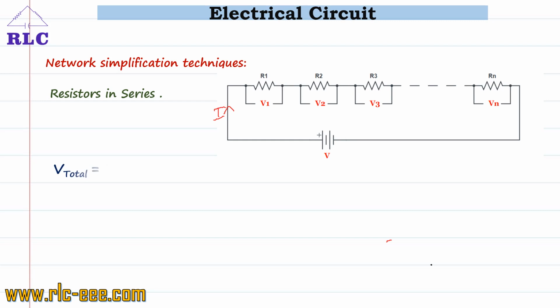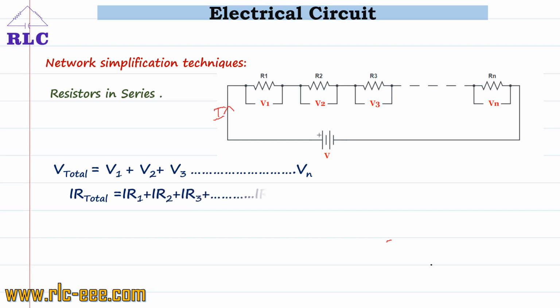Since voltage is not the same, we can write V, the supply voltage, that is V total, as the sum of all the voltage drops: V1 plus V2 plus V3 up to Vn. According to Ohm's law, V is equal to I into R, correct? So V total can be written as I R total, which is equal to I into R1 for V1, similarly I into R2 for V2, and for Vn it is I into Rn.